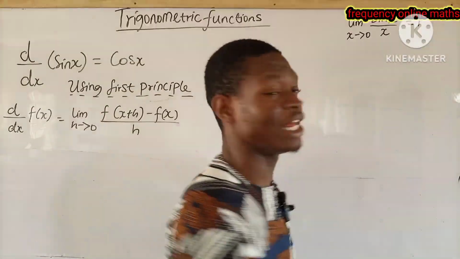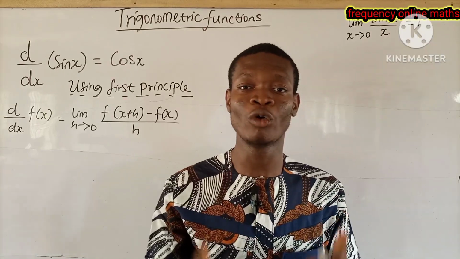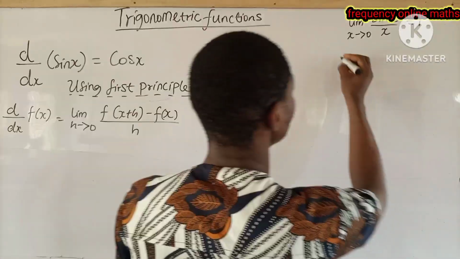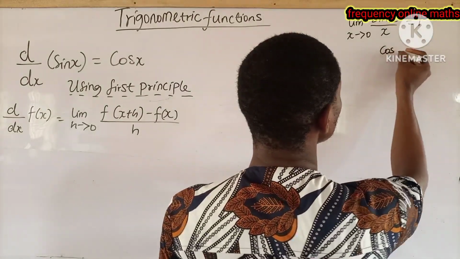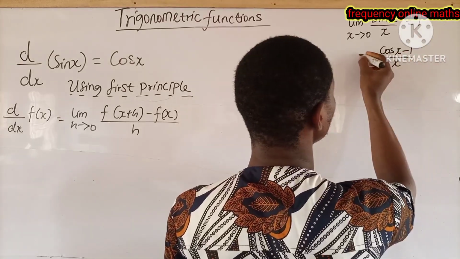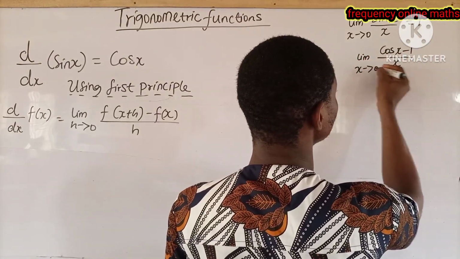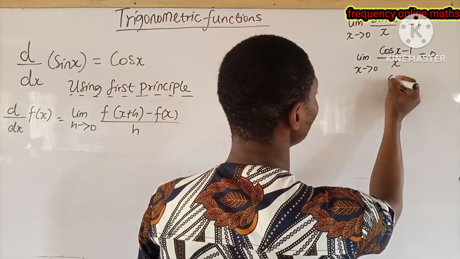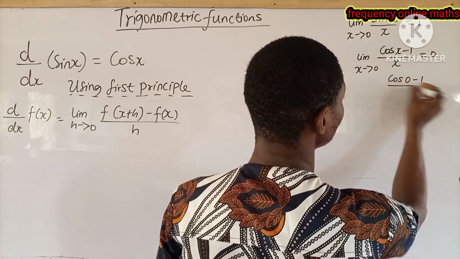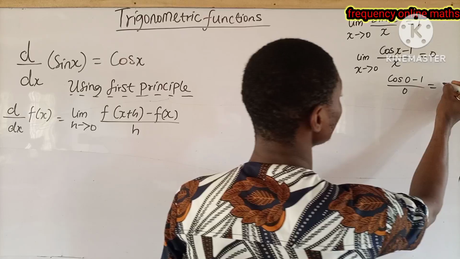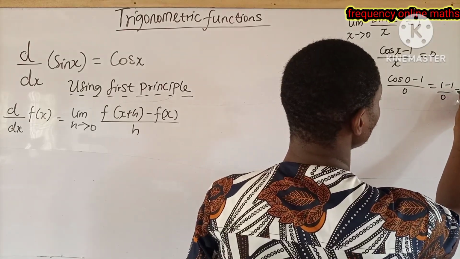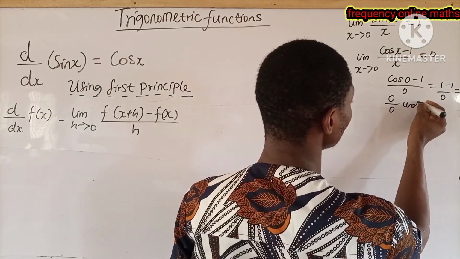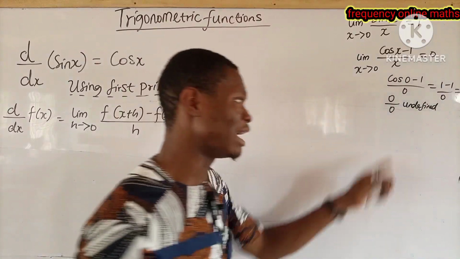Again, the cos of an angle minus 1 over the angle, as the angle approaches 0, is 0. We can prove this. Anywhere we see x, we put 0. We have cos 0 minus 1 all over 0. Cos 0 is 1, so 1 minus 1 all over 0. 1 minus 1 is 0, so 0 over 0 is undefined. We cannot leave it like this.